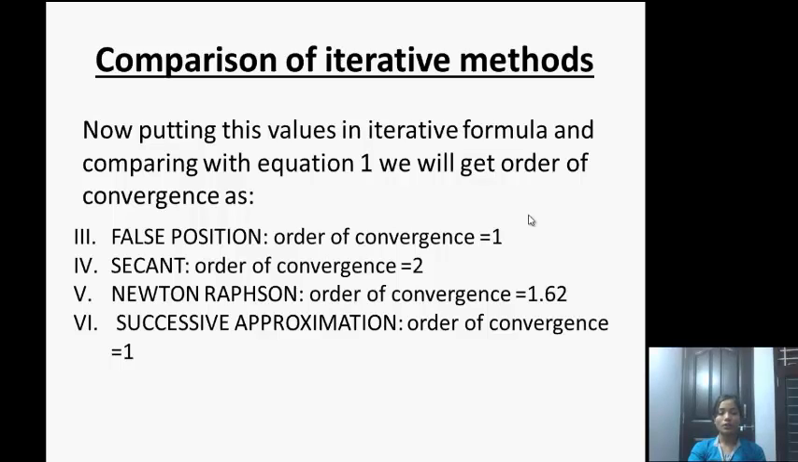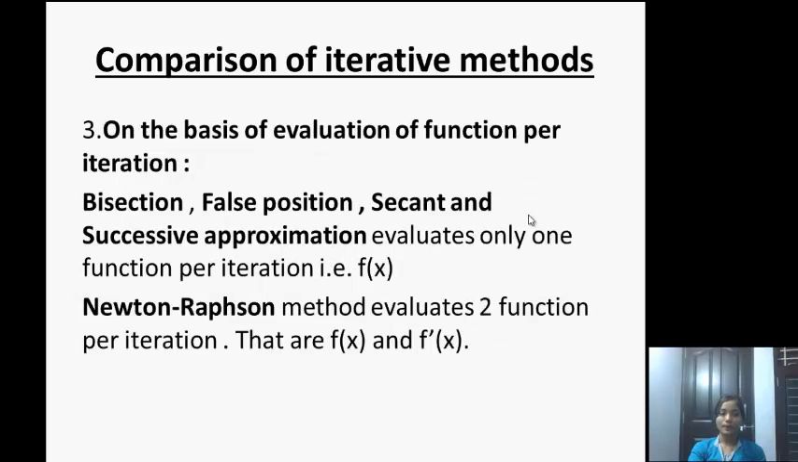For false position, the order of convergence is 1. For the secant method, the order of convergence is 2. For Newton-Raphson, the order of convergence equals 1.62, and for successive approximation, the order of convergence is 1.